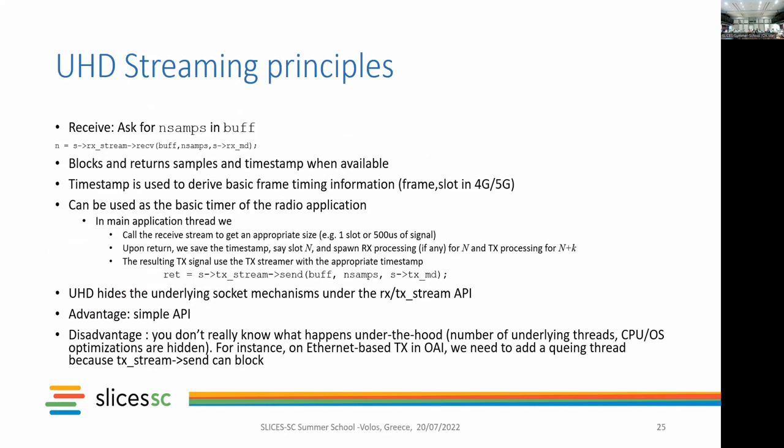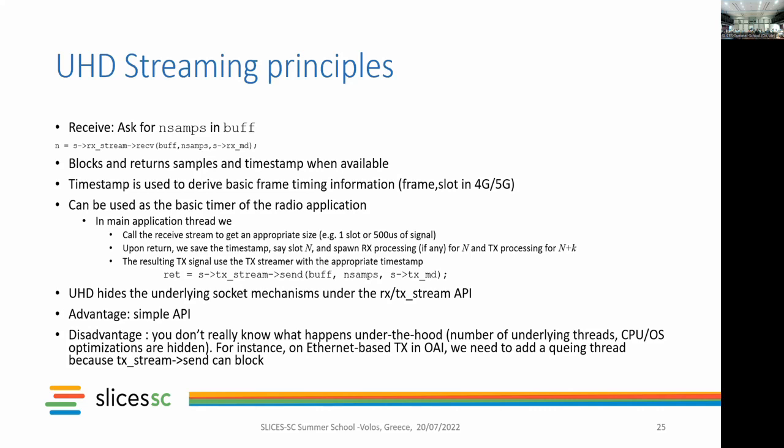Streaming is a little bit more interesting. And basically what happens is you say in the receive direction, give me a certain number of samples and put them in this bucket. A very high-level command inside of UHD. Under the hood, there are very many things that happen. Basically this command, the RX stream receive, blocks and returns samples and a timestamp when samples are available. So you call this routine, and the thread that's calling it goes to sleep. The thread gets woken up when the samples are in the bucket. And you get a timestamp saying these samples occurred at this time.